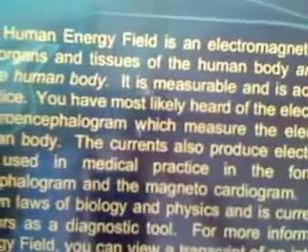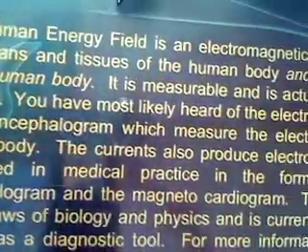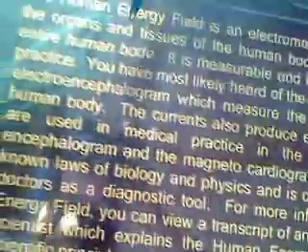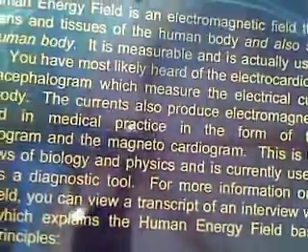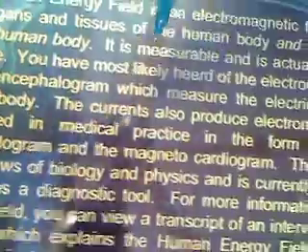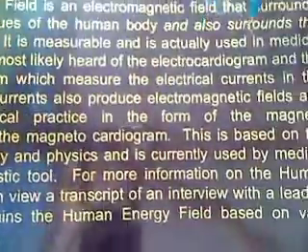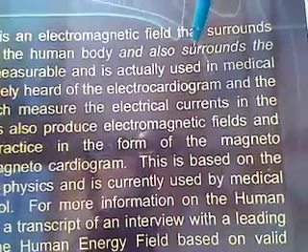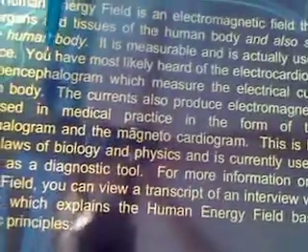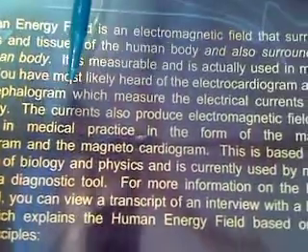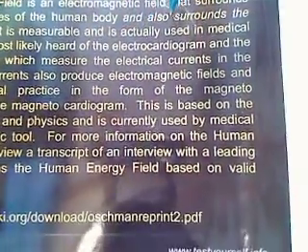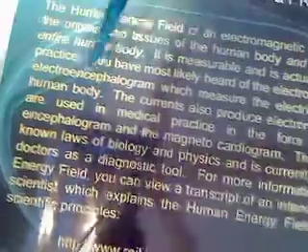And what you will see is, like it says right here, that the human energy field is an electromagnetic field that surrounds the organs and the tissues of the human body and also surrounds the entire human body. Okay, and this is actually quite measurable, as it says here. It's used in medical practices. You've probably heard of the electrocardiogram, right? But maybe not the electroencephalogram, which is hard enough to pronounce, but it is actually another method that measures these electrical currents that are in the human body.